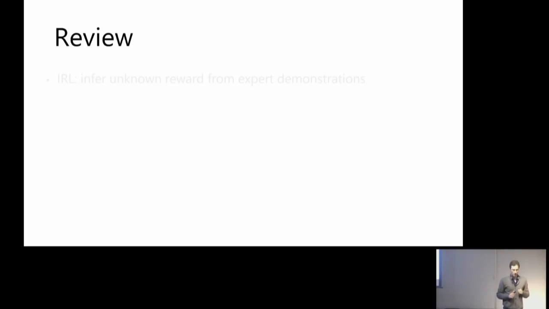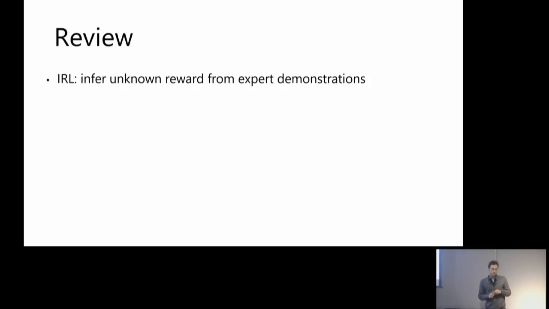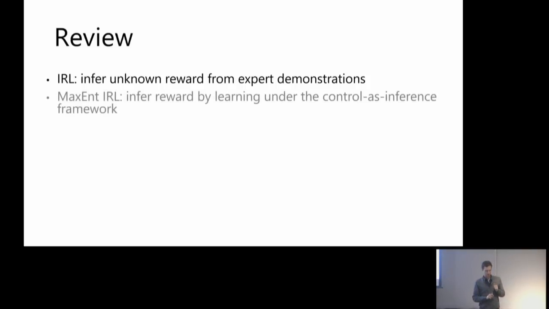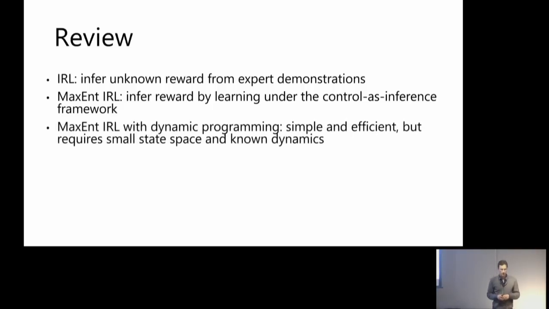Okay, so to review, inverse reinforcement learning refers to inferring unknown reward functions from expert demonstrations. Maxent inverse reinforcement learning is an instance of this where we infer the reward function under this model of approximate optimality based on the graphical model that we discussed on Wednesday. You can do Maxent IRL with dynamic programming in the case where you have tabular state and action spaces, and you can enumerate all the states and actions and then sum together their visitation frequencies.